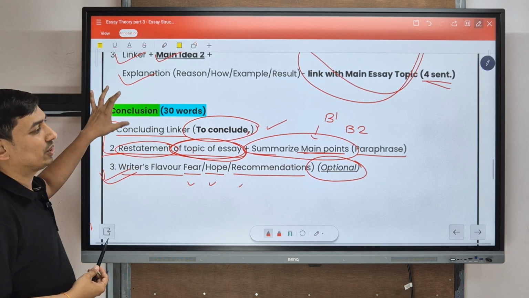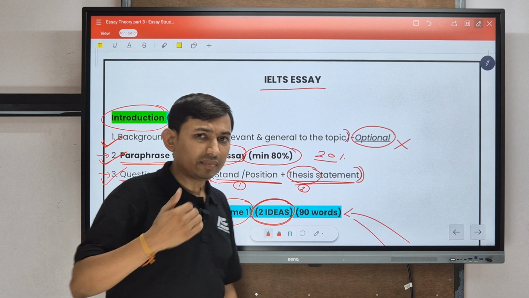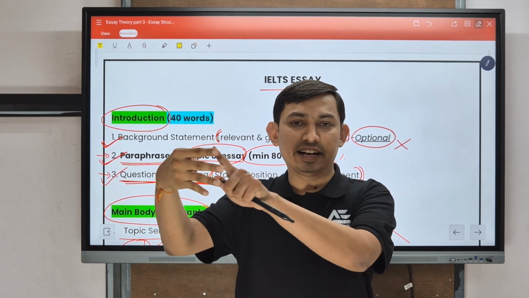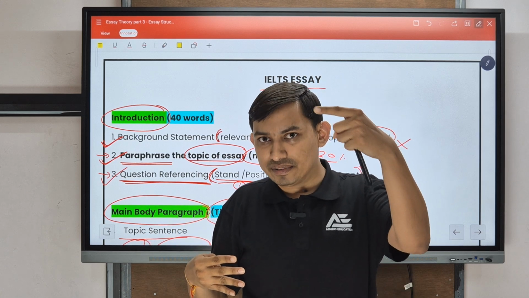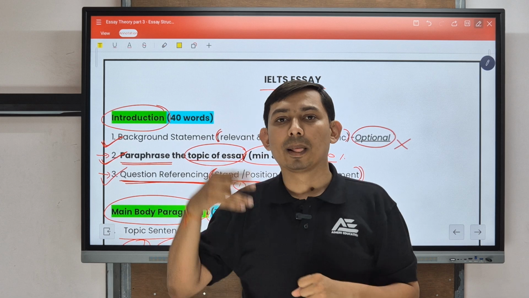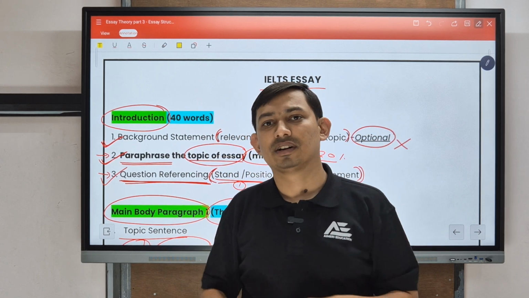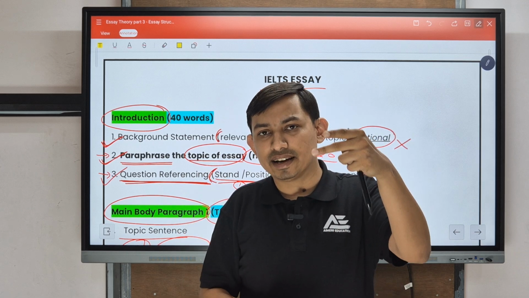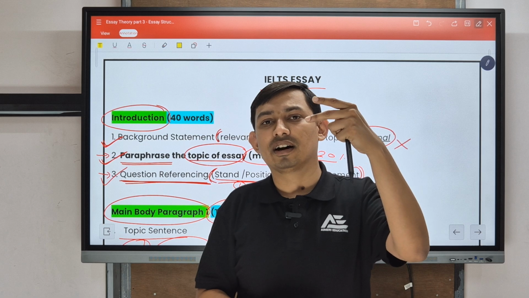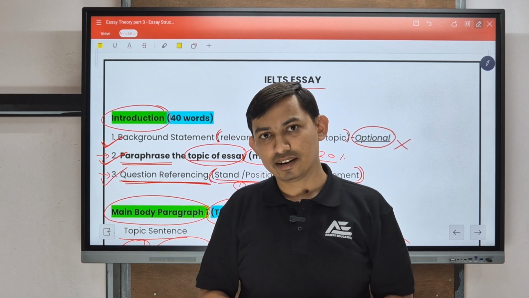So basically, this is your essay structure. Clear? Once again, in the essay structure, we have seen that there will be intro, body 1, body 2, conclusion. In the intro, we have seen that there will be a paraphrase of the essay topic and question referencing with the help of a stand or thesis. Body para 1 and body para 2: topic sentence, linker, idea, explanation, linker, idea, explanation. Conclusion: concluding linker, restatement of the essay topic, plus we have to summarize the main ideas. Clear? Thank you.